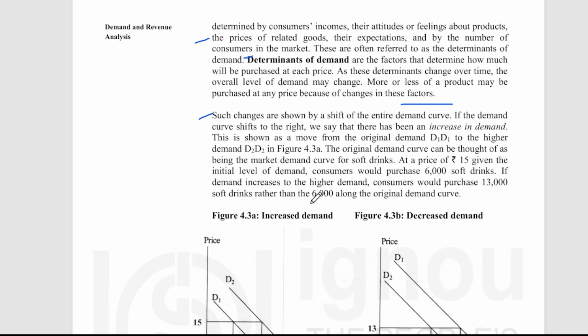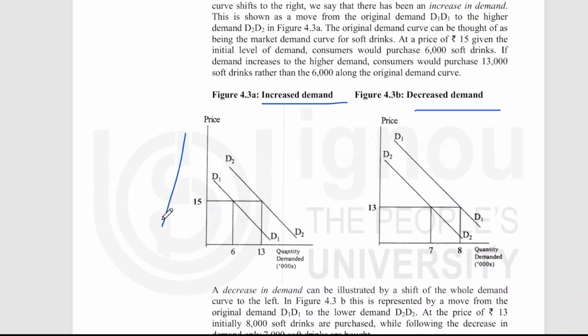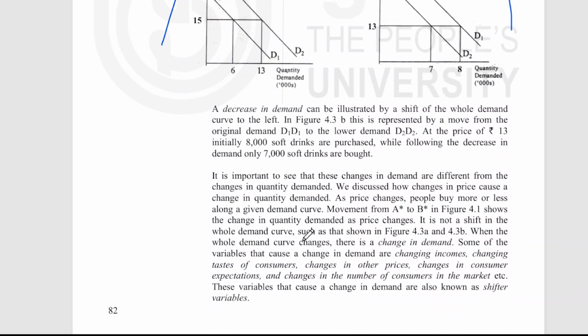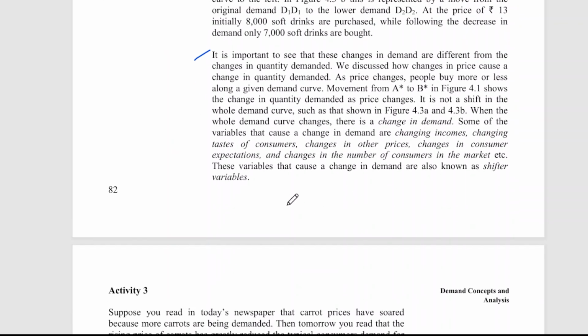Such changes are shown by a shift of the entire demand curve. If the demand curve shifts to the right, we say that there has been an increase in demand, shown as a move from the original demand, that is D D1. So here is increased demand, and this is decreased demand. This is the chart representation of decreased and increased demand. A decrease in demand can be illustrated by a shift of the whole demand curve to the left, and it is important to see that these changes in demand are different from a change in quantity demanded.